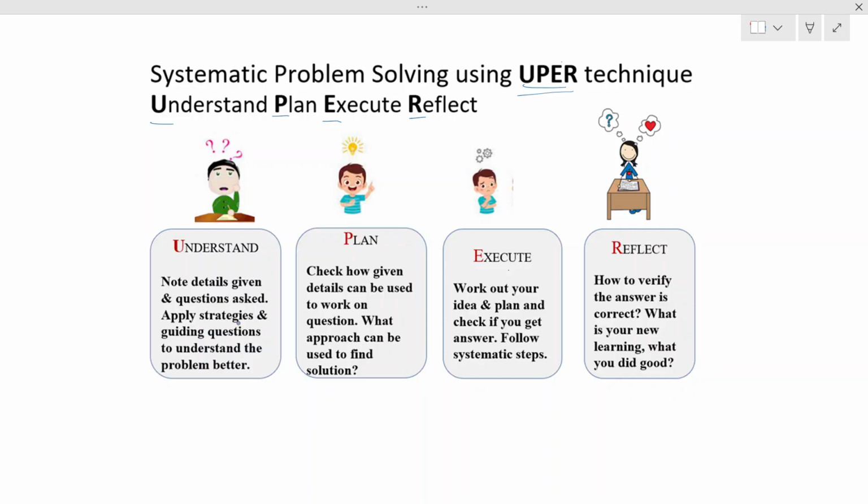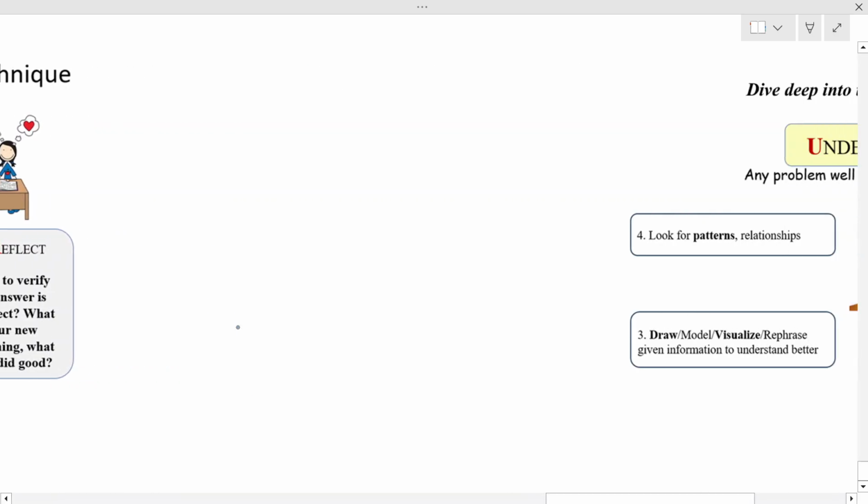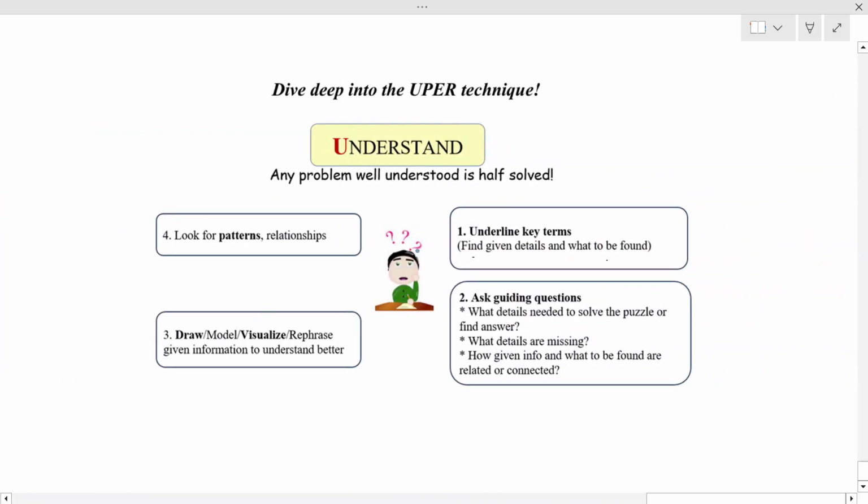As it's said, understanding a problem is like half solved. In order to have a very good understanding, children can follow different steps, for example, underlining the key terms and then asking themselves guiding questions: what do I know, what is asked, what is the important information, how can I connect concepts to find ideas to work on the problem.